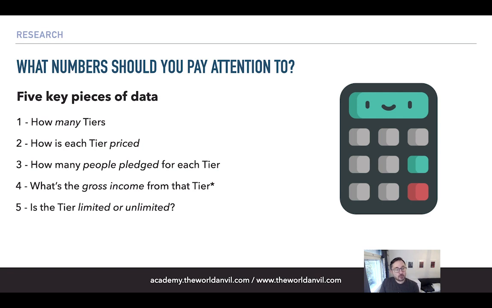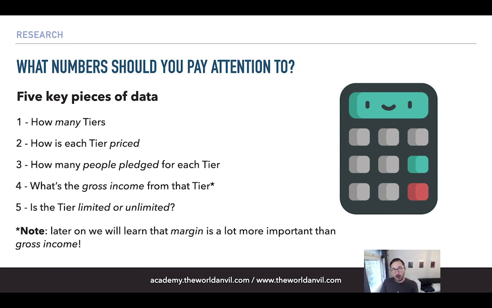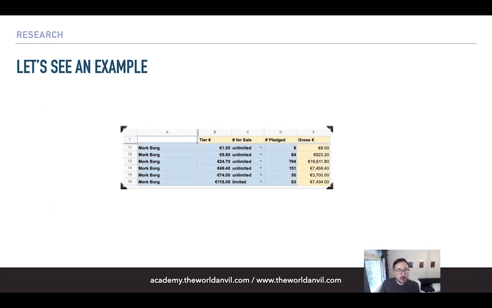And then another important thing, you can check if that tier is limited or unlimited, because some of the tiers have a limited amount of rewards that can be claimed. After that, they become inactive and people need to pick something else. So as I mentioned, margin is the most important thing, but we will check that in a later module.